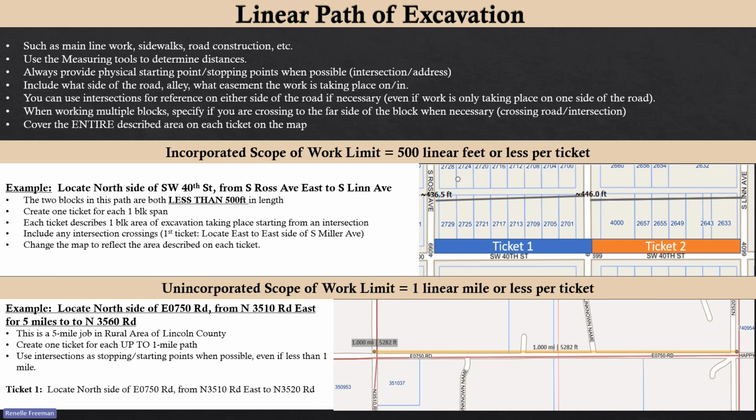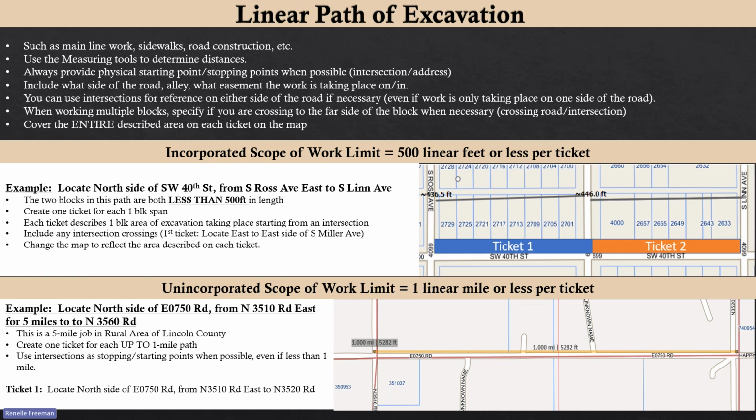When you're working multiple blocks, you'll definitely want to specify if you're crossing to the far side of the block when necessary. So if you're working 3 blocks and you're going to be doing some road crossings along those blocks, then specify that on the ticket because that's helpful for the locator. And then as you're entering each ticket individually to keep it within the scope of work limits, be sure to cover the entire described area on each ticket on the map.